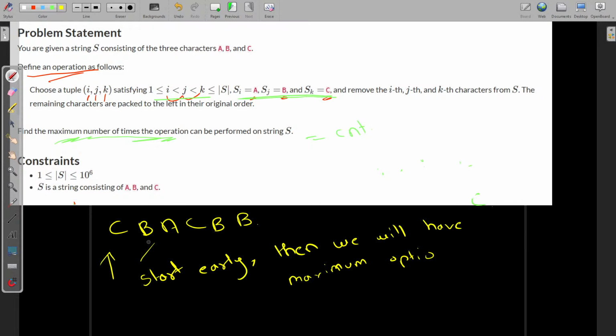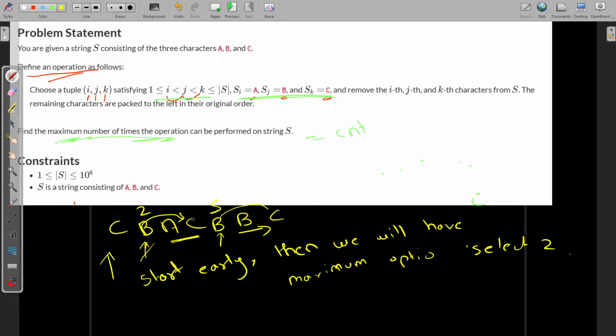Let's say I select this B. If I'm trying to pair them with someone, should I select the B at index 2 or the B at index 5? It makes sense to select B at index 2, right? Because in future, whatever options the B at index 5 has, the B at index 2 also has, but it will also have these two options in the middle. Like this will correspond to this C, but there is no C ahead. So it always makes sense to start as early as possible.